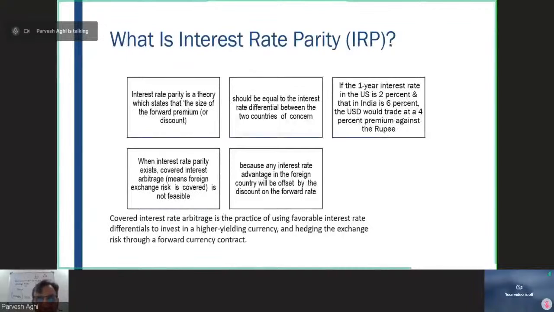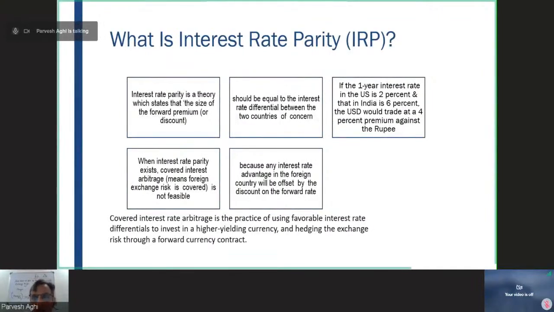Because any interest rate advantage in foreign currency will be offset by the discount in the forward rate. Now, I was giving you an example. In India you get 6% rate of interest. In America you get 2%. So a lot of Americans would like to put their money in India to earn 6%.